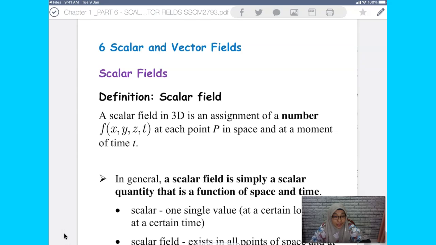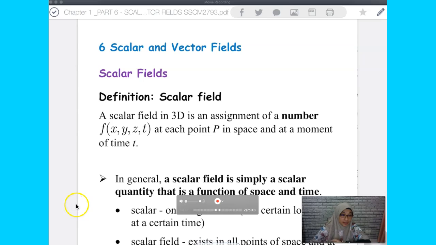But I have to introduce something first, which is about the scalar field and vector field, because for the next application you have to deal with both of these fields. So I will start with the scalar field.